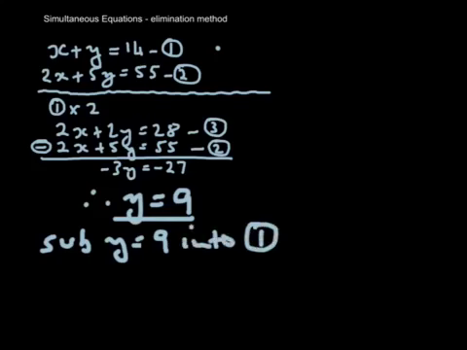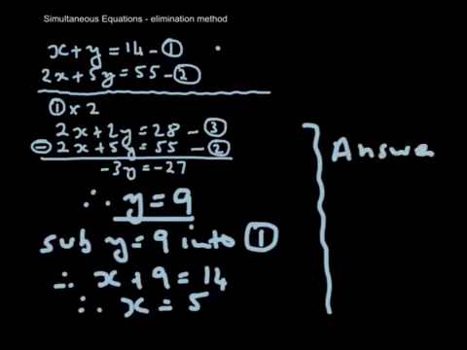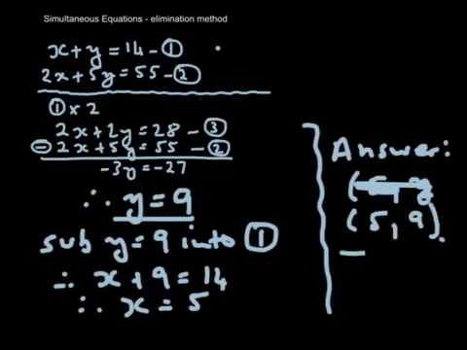And this one's going to be easy. So we get, therefore, x plus 9 equals 14. Therefore, x equals 5, subtracting 9 from both sides. So I'm going to write my answer as a pair of coordinates as usual. So answer, I'd only do this if my variables were x and y. 5, comma, and y was 9, wasn't it? So there we go, that's our answer.